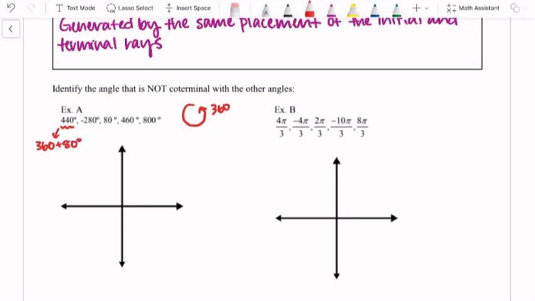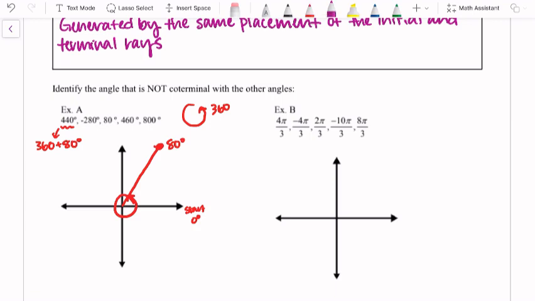So that means that for this angle here, I am going to start from my 0 degrees, and I'm going to go around 360 degrees, and then I'm going to stop when we get to 80. I'm just going to do my best to illustrate this, but I'm guessing that we end up here at 80 degrees. So this red represents my 440.